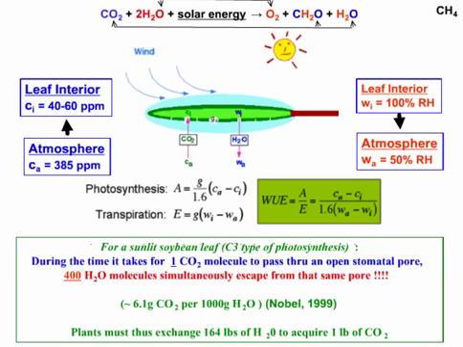The problem is when soybean leaves or crop leaves have their stomates, these are little pores, open in the leaves to acquire CO2, water molecules escape from that leaf, and since it's a very high humidity inside the leaf and very dry outside, the rate of exchange is about 400 water molecules for every CO2 that comes into the leaf. So plants have to use a lot of water to produce seed. In fact, it's about 164 pounds of water, which is about 20 gallons, just to acquire 1 pound of CO2, and there's a lot of carbon they have to acquire.